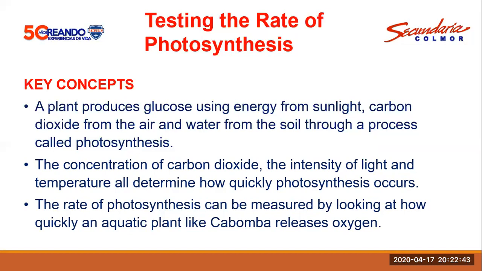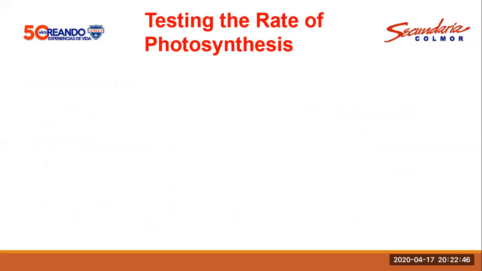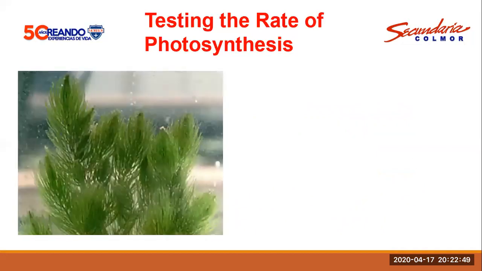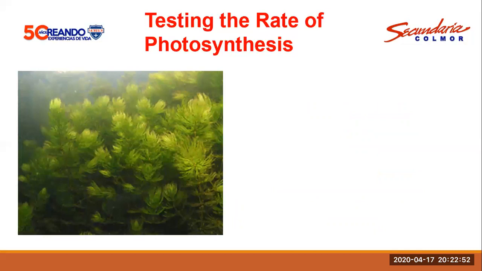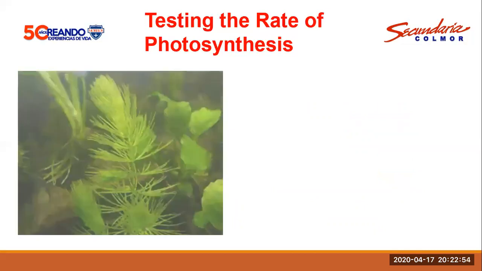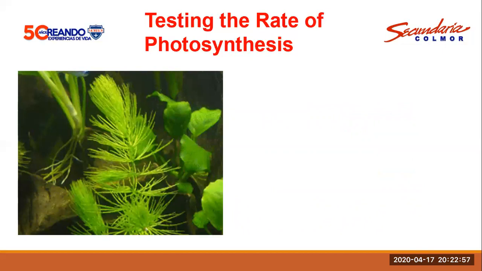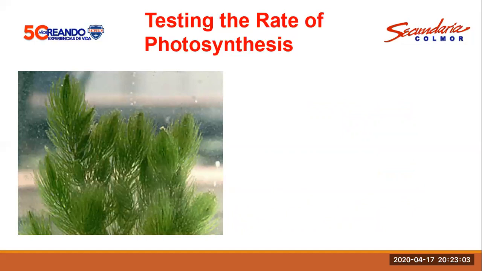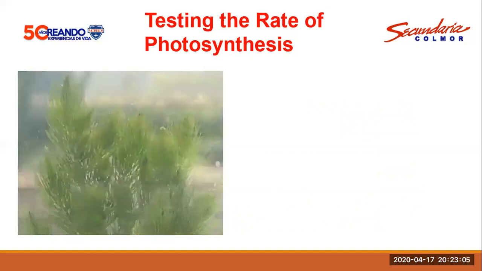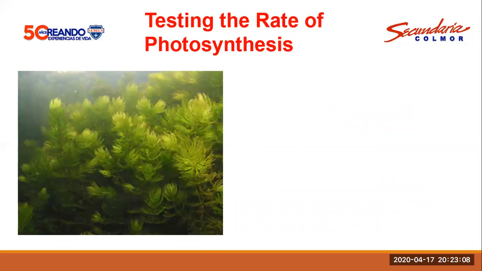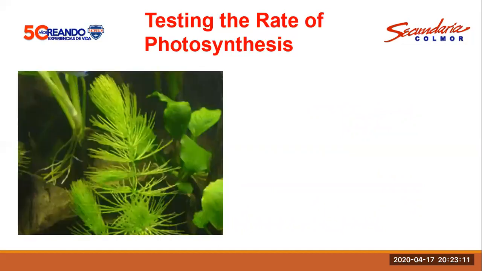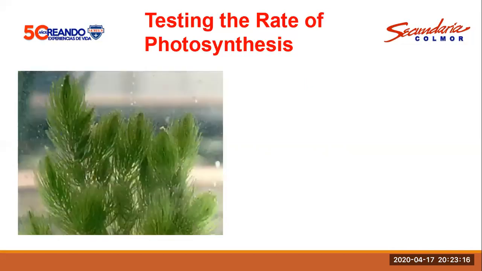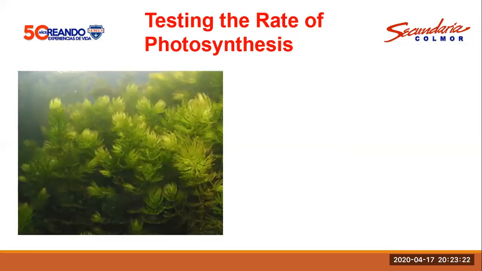Next we are going to look at the diagram that you already know. But before that, let me show you the Cabomba plant. Here you have an aquatic plant that releases oxygen. It takes water from its surroundings, breaks down the molecules, and then oxygen is released into the water. We're going to watch a video explaining the process of photosynthesis at the end of this presentation.